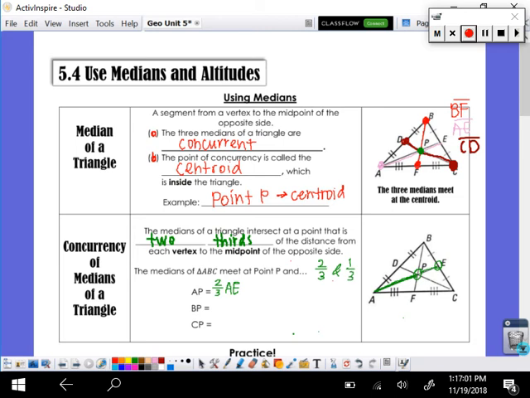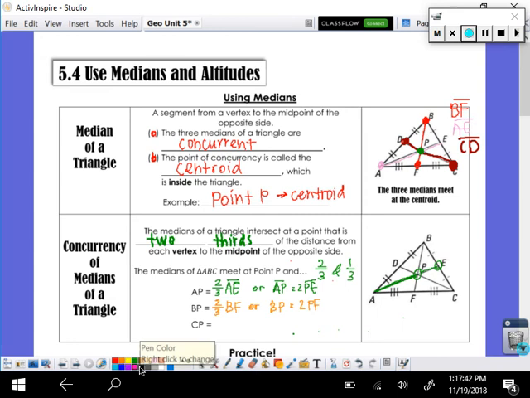You could also think of this. We know 2/3 is 2 times 1/3, right? So you also know that AP is going to equal 2 times PE. If you know the length of PE, just multiply it by 2 to get AP, because 1/3 times 2 is 2/3. Next we've got BP. That will be 2/3 of BF, or we could say that BP equals 2 times PF.